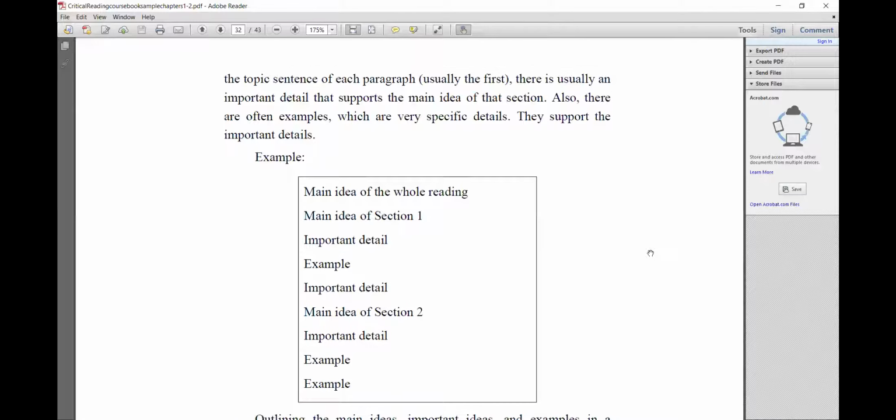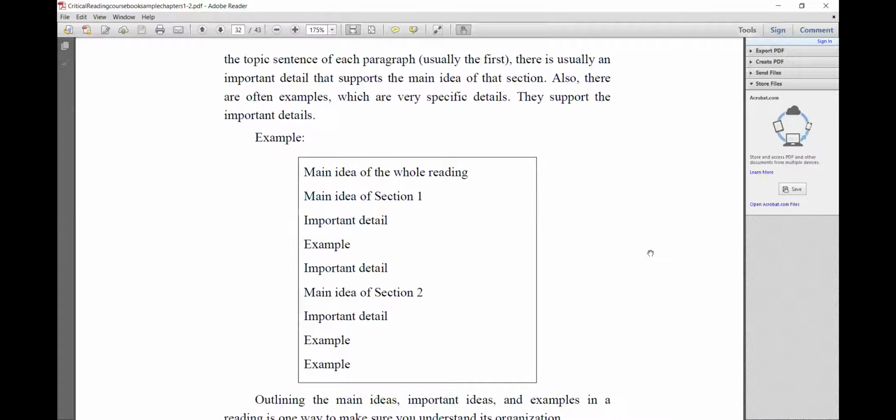After the topic sentence, the first sentence of each paragraph, there is usually an important detail that supports the main idea of that section. Also, there are often examples, which are very specific details. They support the important details.